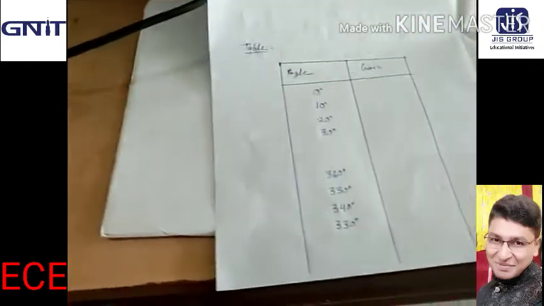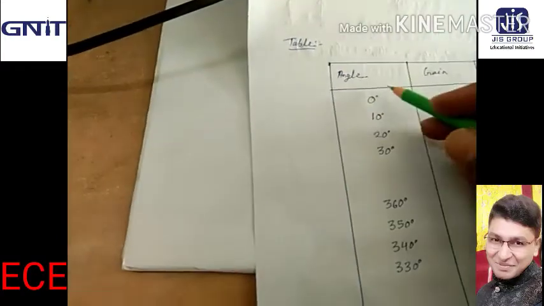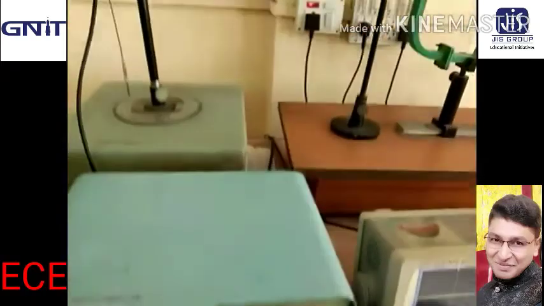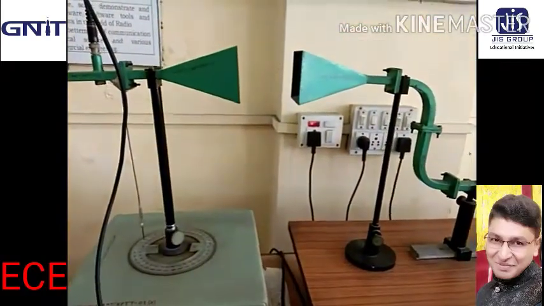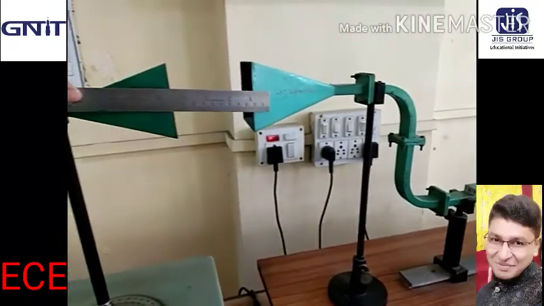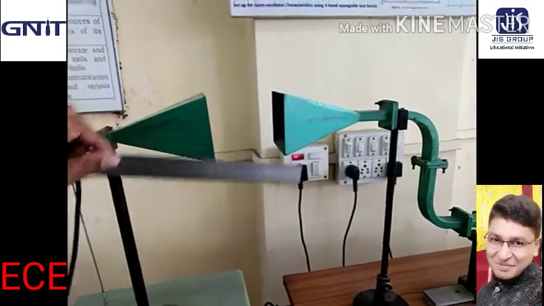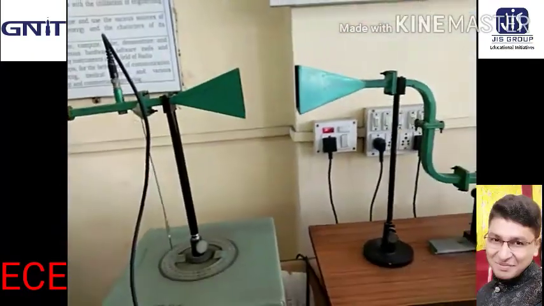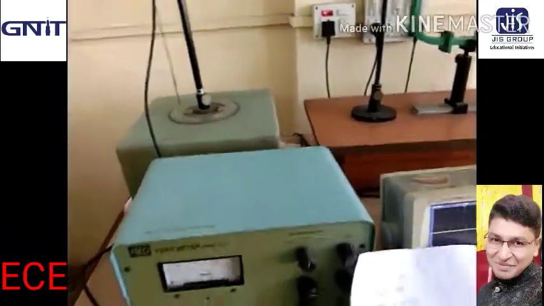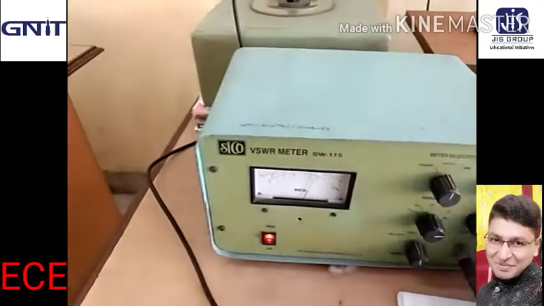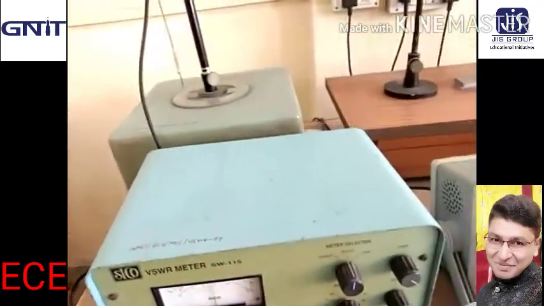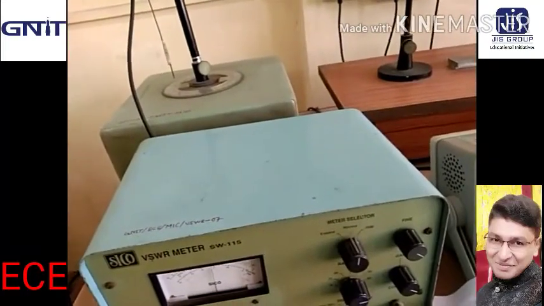Now the radiation pattern measurement table is angle and gain. Now it is at 0 degree angle. This is face to face. At 0 degree angle the power is 0 dB.